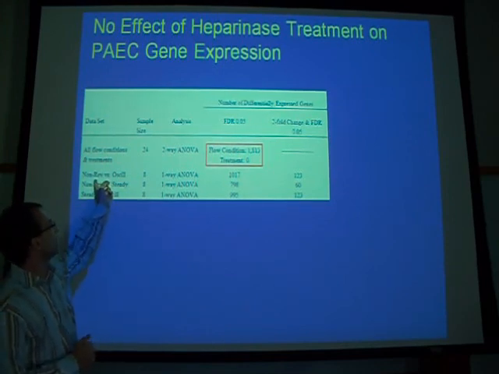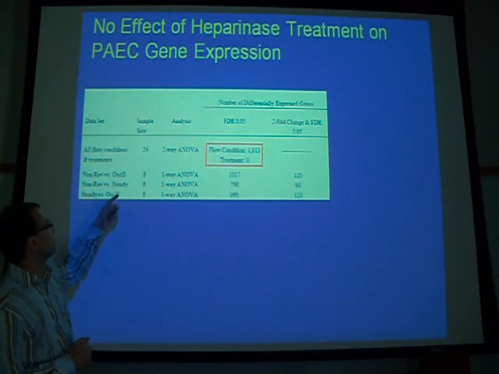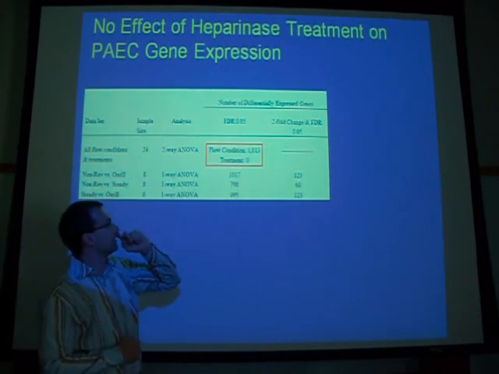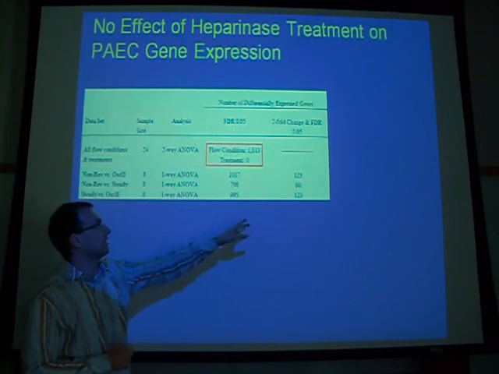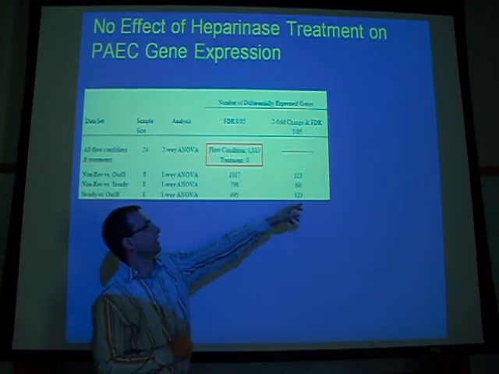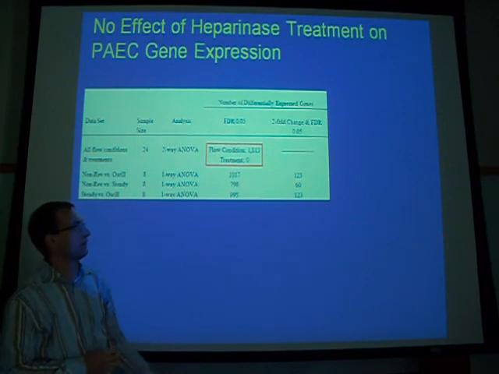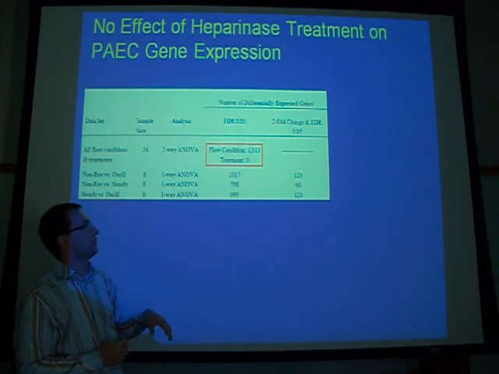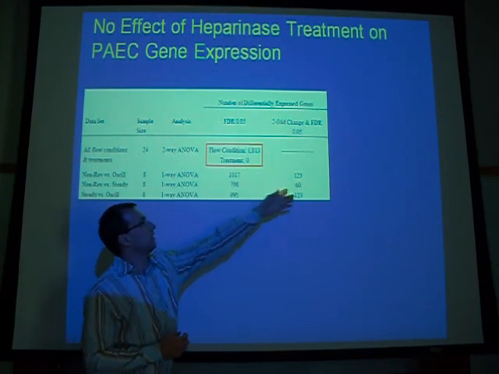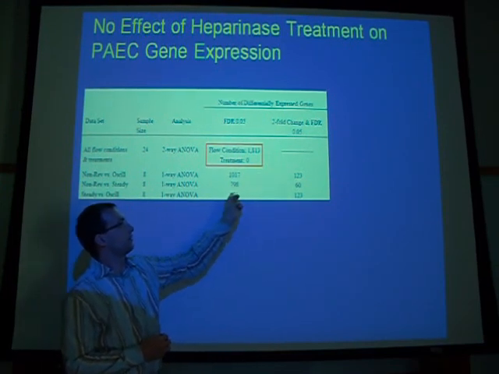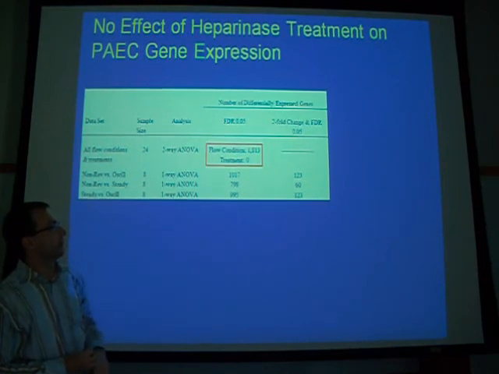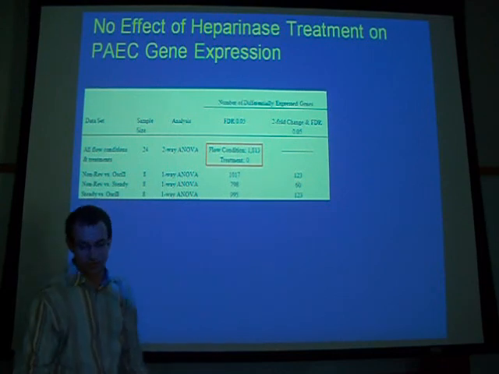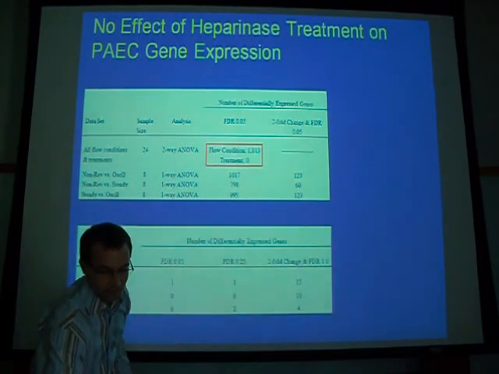Further, if you just look at the flow conditions, non-reversing and oscillatory, there's an abundant amount of genes that are significantly changing, and even with a twofold change and an FDR of 0.05, you have a significant number of genes that are differentially expressed. So we feel like these are comparable to the literature, and we feel like our microarray was done properly. It's just that the heparinase treatment is not showing any difference in gene expression.